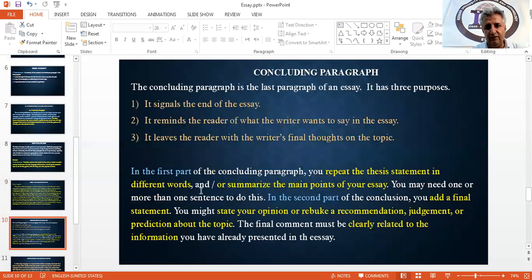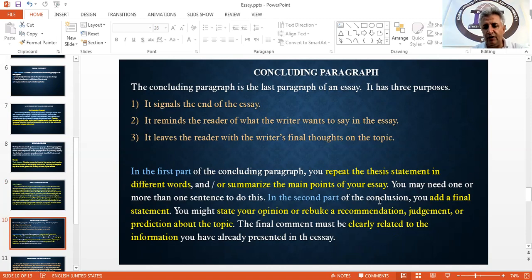And finally, we have the concluding paragraph, which has three purposes. It signals the end of the essay, reminds the reader of what the writer wants to say in the essay, and leaves the reader with the writer's final thoughts on the topic. So in the first part of the concluding paragraph, you repeat the thesis statement in different words. I mean, you restate it. You may summarize the main points of your essay. You may need one or more than one sentence to do this.